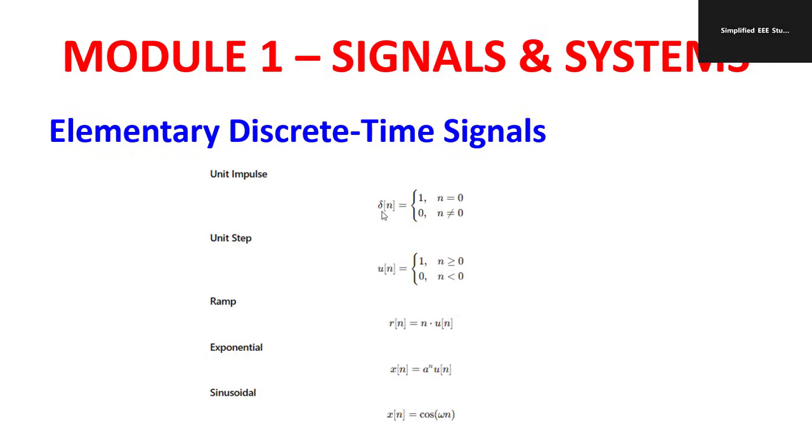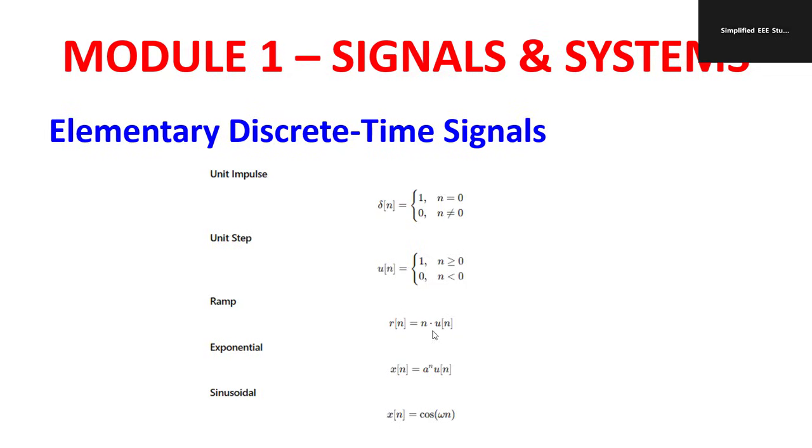Unit impulse signal: delta of n equal to 1 where n equal to 0, and 0 in other cases, that is n not equal to 0. What is the unit step signal? We get the value only when n is equal to 0 for the impulse, and other than n equal to 0 the output is 0. Unit step signal: u of n equal to 1 where n is greater than or equal to 0, and 0 if n is less than 0. You can represent it using the symbol diagram also.